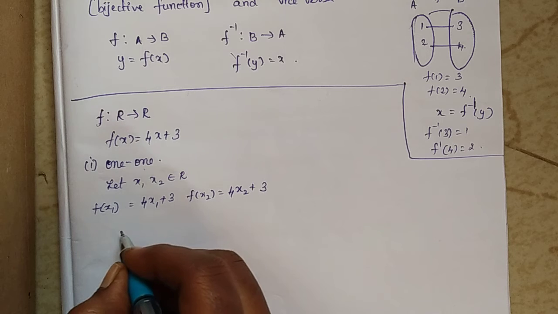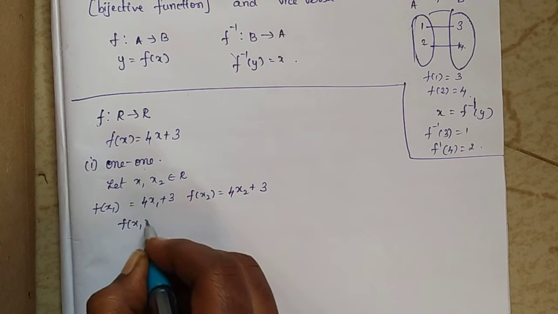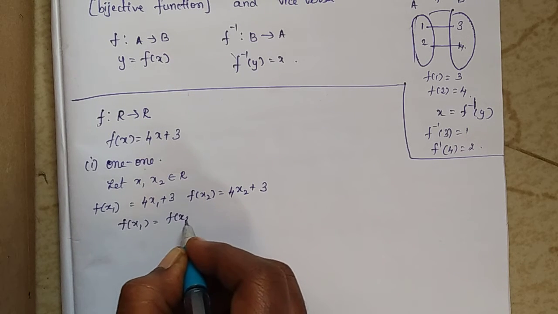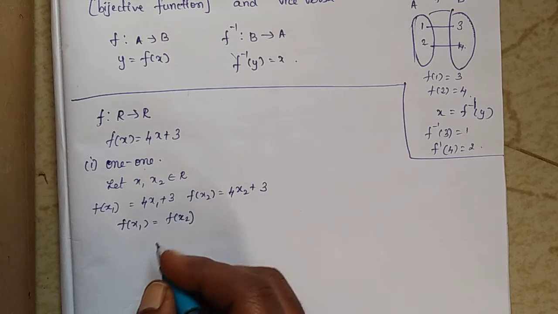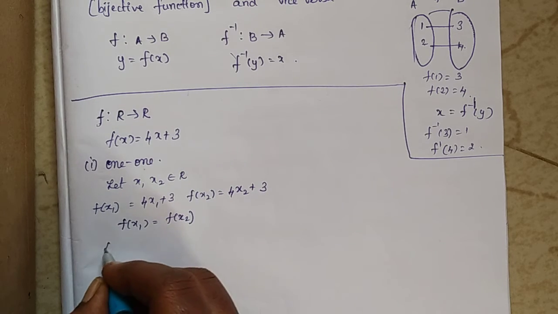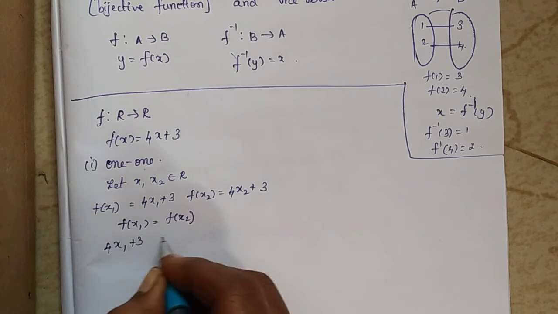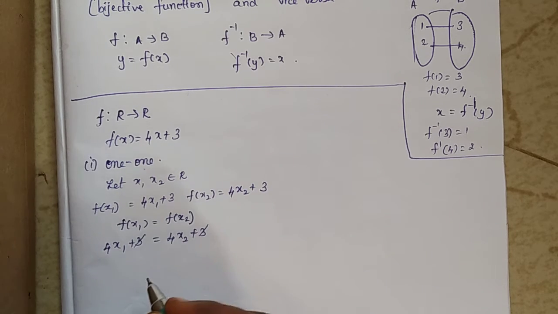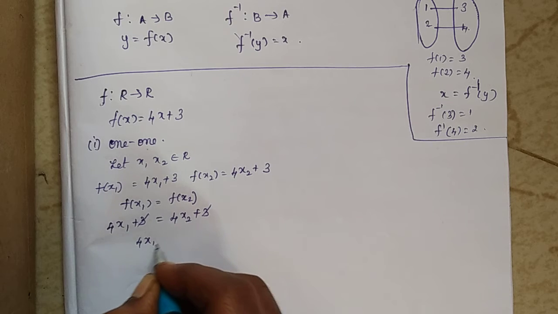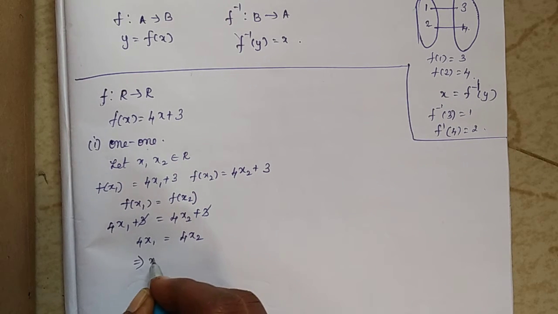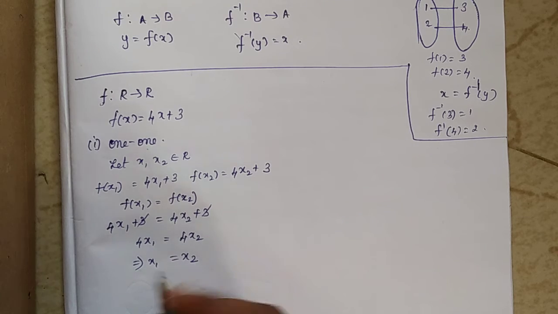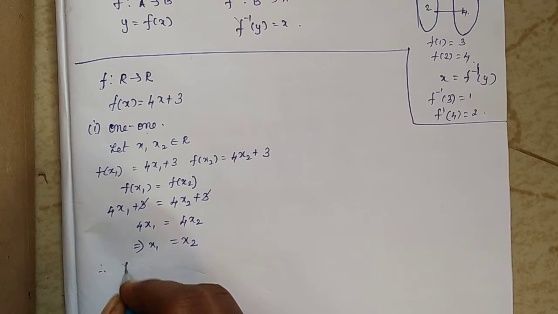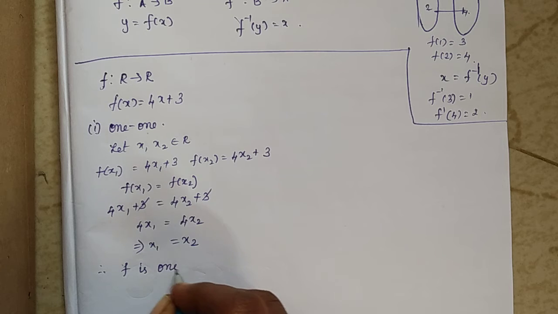Now condition is f of x1 is equal to f of x2. If it is so, I want to prove that x1 equal to x2. Now 4x1 plus 3 equal to 4x2 plus 3. Now on both sides 3 will get cancelled, so remaining is 4x1 equal to 4x2. This implies that x1 is equal to x2. Therefore f is 1 1.